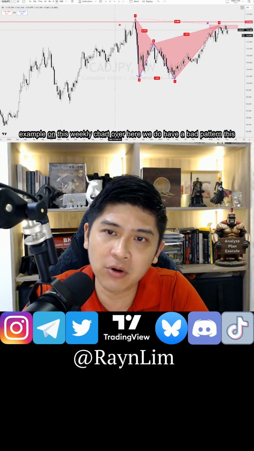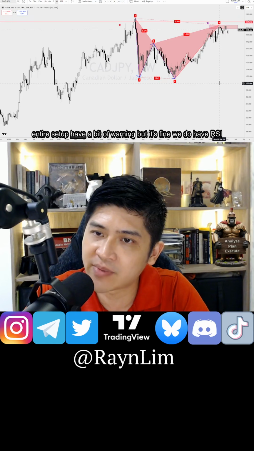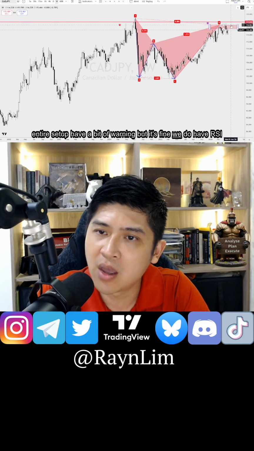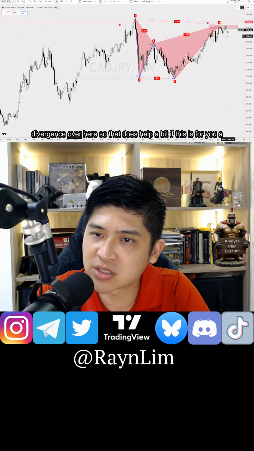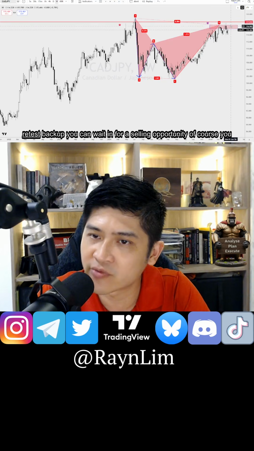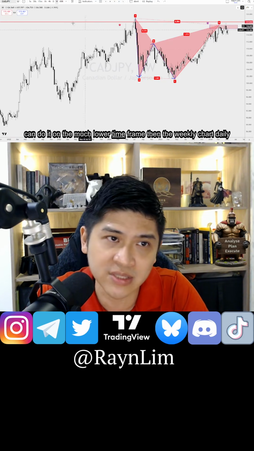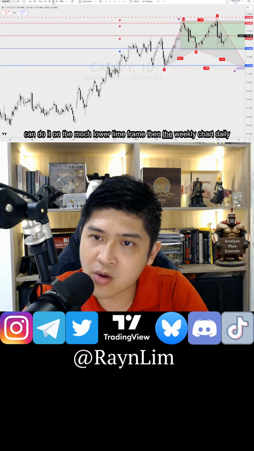So for example, on this weekly chart over here, we do have a bat pattern. This entire setup has a bit of warning, but it's fine. We do have RSI divergence over here, so that does help a bit. If this is for you a retest back up, you can wait for a selling opportunity. Of course, you can do it on a much lower time frame than the weekly chart.